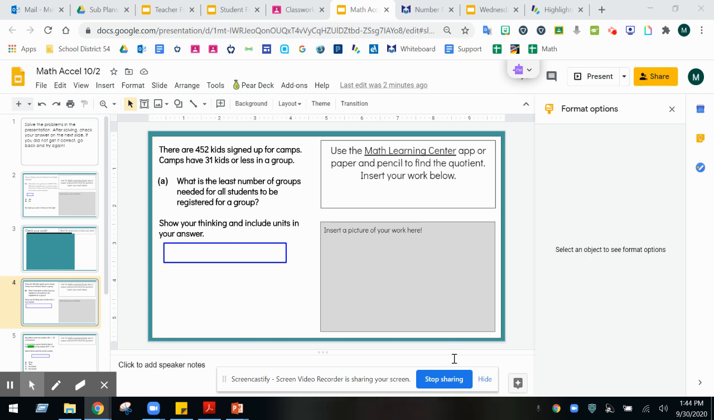Let's take a look at this problem together if you've already tried it. If you haven't tried it, please go back and try it first. There are 452 kids signed up for camps. Camps have 31 kids or less in a group. What is the least number of groups needed for all students to be registered for a group? Show your answer and include the unit.